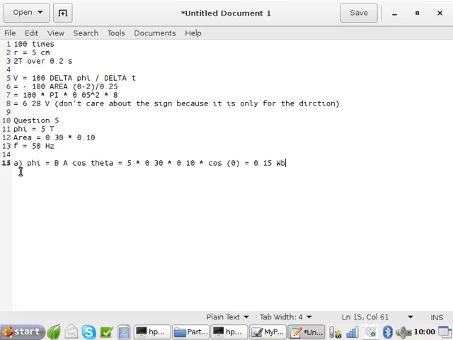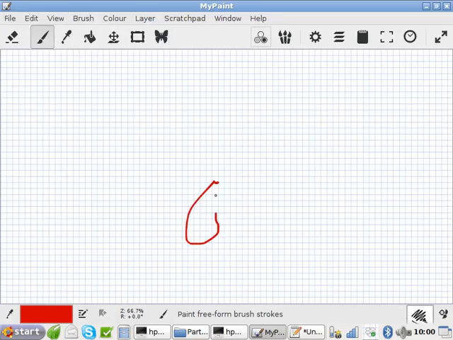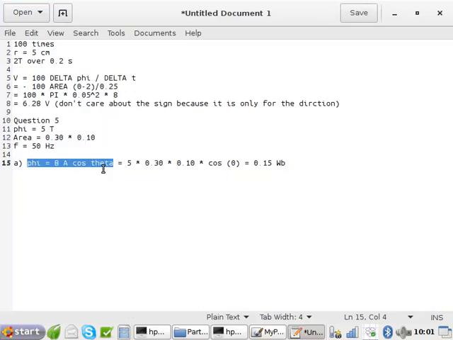I use this formula. Phi, you know that symbol? This is a Greek letter. No, that's my mouse. This is called phi. So phi is BA cos theta. You remember this formula from last week? Or not last week, but this week. So there's the B, there's the A, there's the cos theta, and I think this is the answer. Did you check it, Andy? The numbers here?